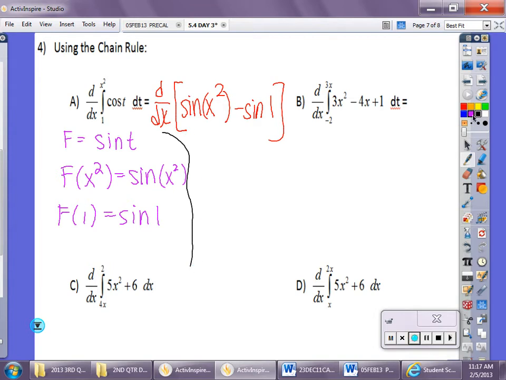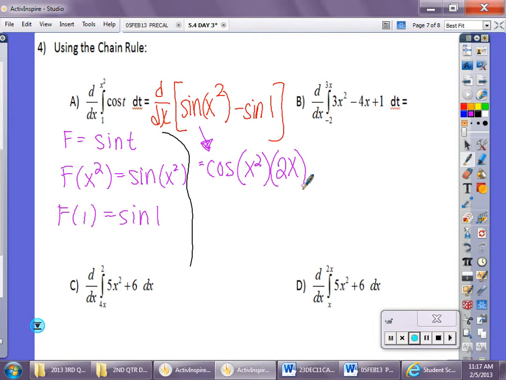Okay, next, we're going to find the derivative of sine of x squared. So, derivative means we're going to use what rule? Chain rule. Derivative of the outside is cosine. What happens on the inside? Stays the same. Times the derivative of inside, which is 2x. So this is the answer to the original question.